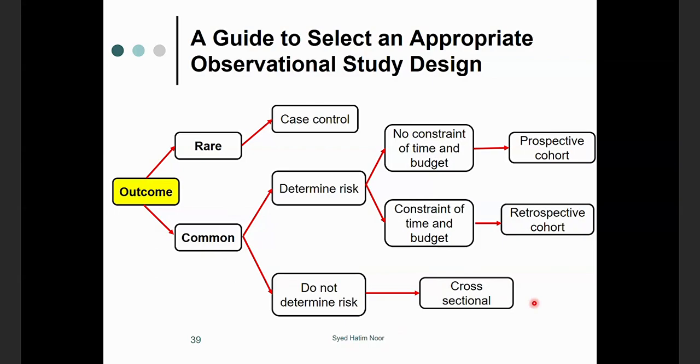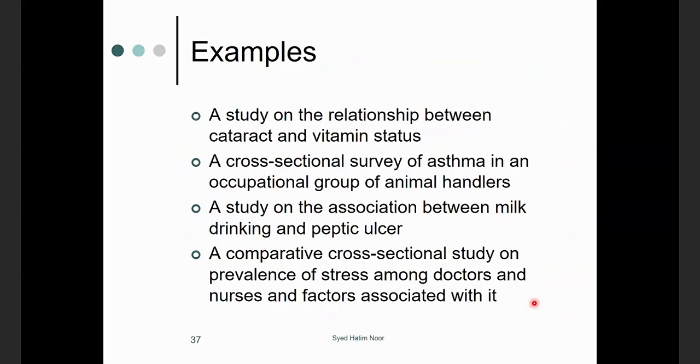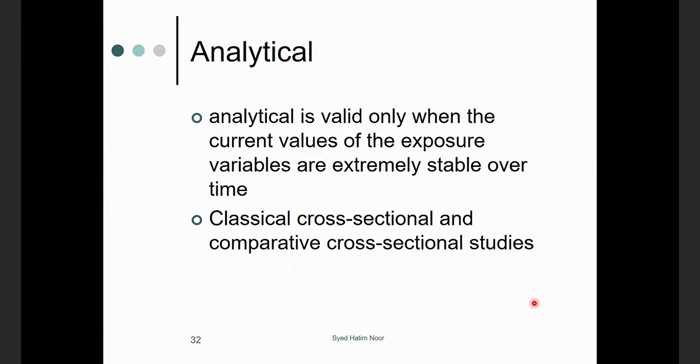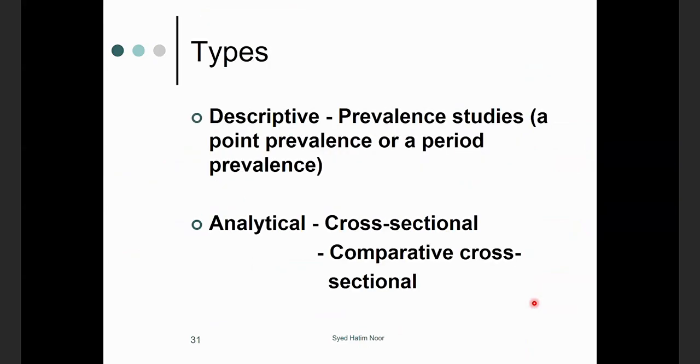Okay, cross-sectional study. The special feature of a cross-sectional study is you can measure prevalence. Cross-sectional study can be divided into two: descriptive as well as analytical study. For descriptive, that means you can measure prevalence. Prevalence can be divided into two, point prevalence and also period prevalence.